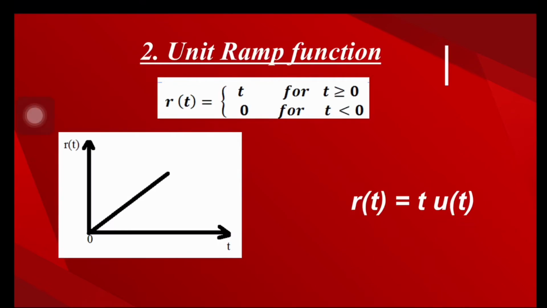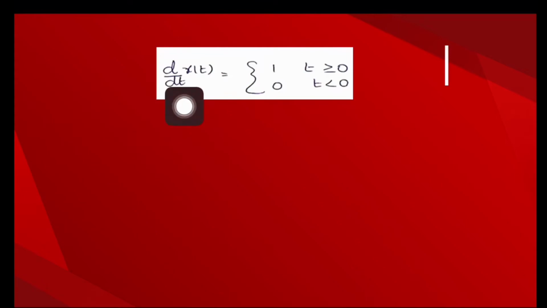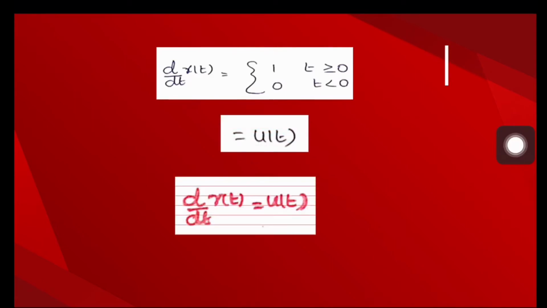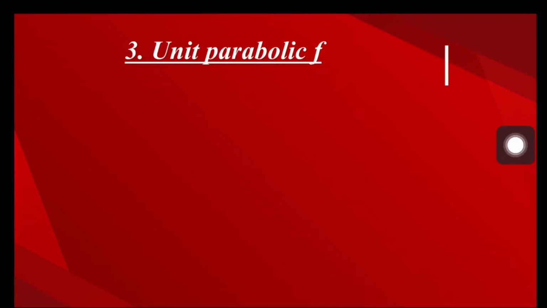Our next task is to find the derivative of the unit ramp function r of t. As you know, for t greater than or equal to 0, r of t is t, correspondingly its derivative becomes 1. And for t less than 0, r of t is 0, hence its derivative is also 0, which is nothing but u of t. So we can write d by dt of r of t is equal to the unit step function u of t. Hope you got it.